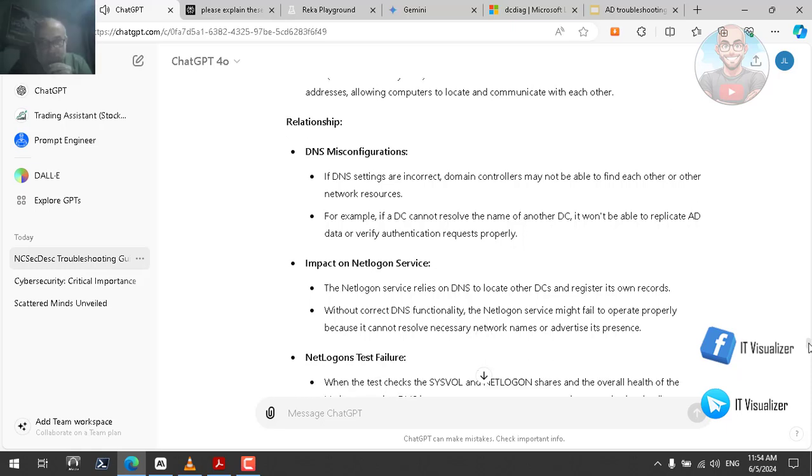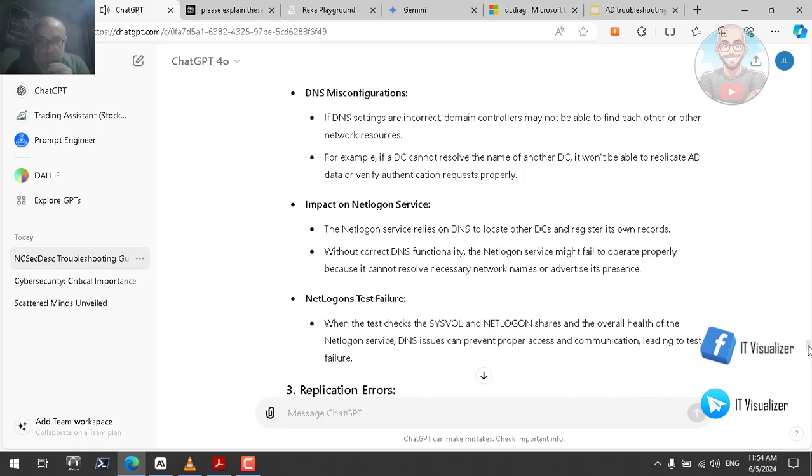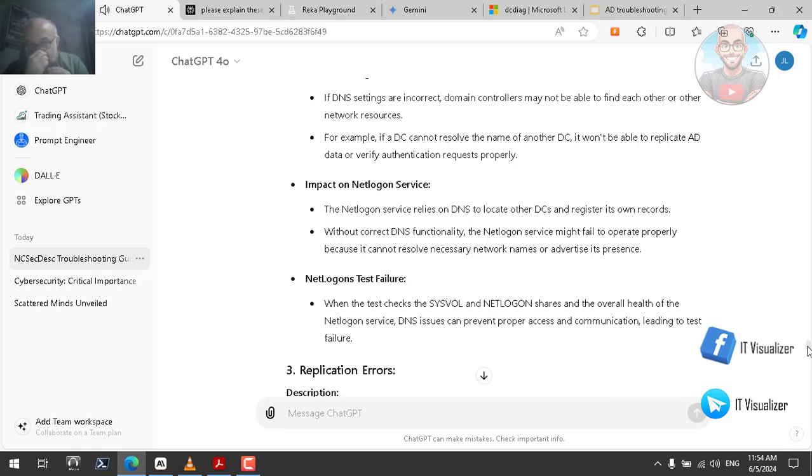Impact on Netlogon service: the Netlogon service relies on DNS to locate other DCs and register its own records. Without correct DNS functionality, the Netlogon service might fail to operate properly because it cannot resolve necessary network names or advertise its presence. Netlogon test failure: when the test checks the sysvol and netlogon shares and the overall health of the Netlogon service, DNS issues can prevent proper access and communication, leading to test failure.